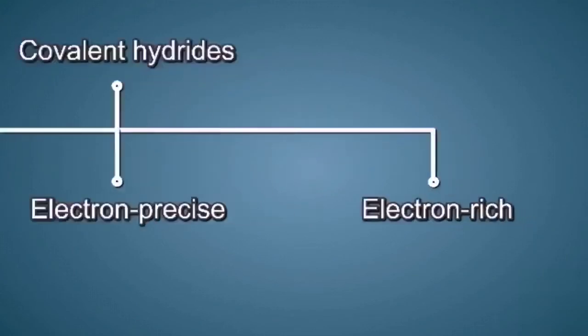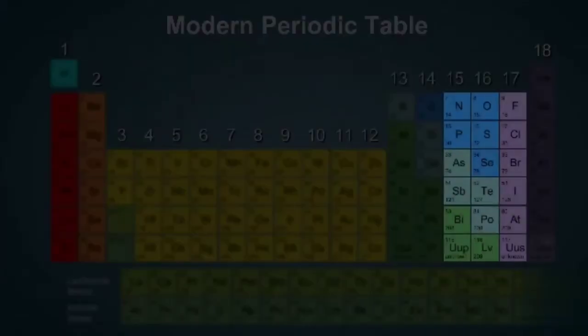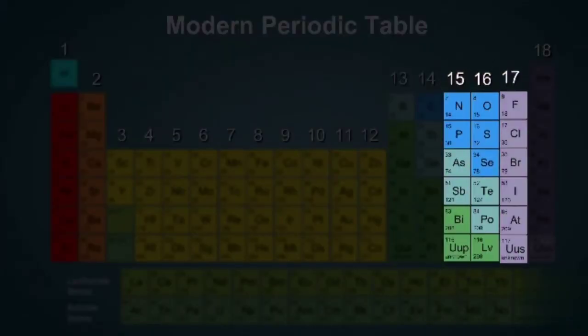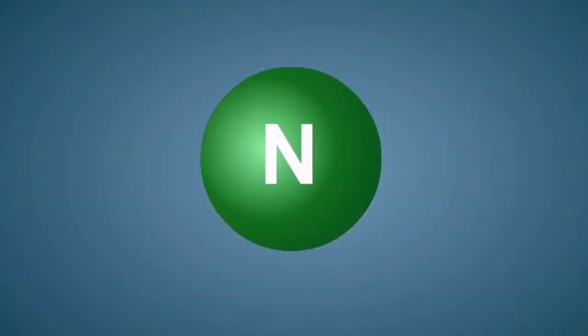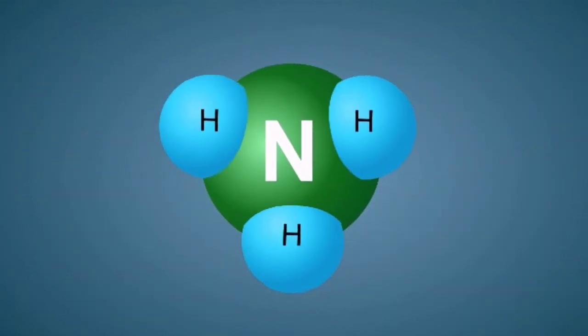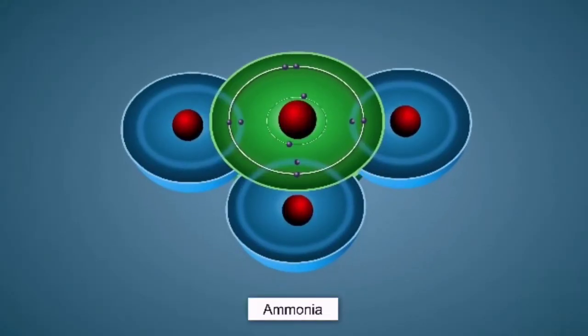Now we learn about electron rich hydrates. These hydrates are formed by elements of group 15, 16 and 17 in the periodic table. For example, nitrogen belonging to group 15 on combining with hydrogen forms the hydrate ammonia. In an ammonia molecule, the central nitrogen atom has a complete octet in its outermost shell.